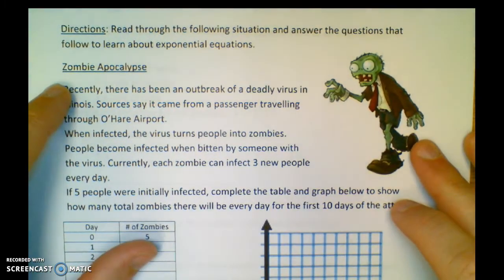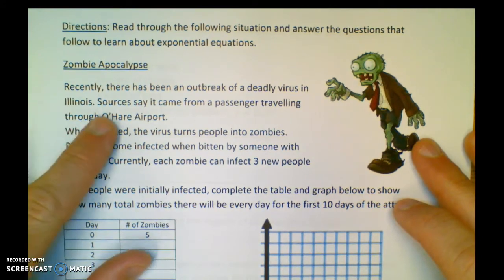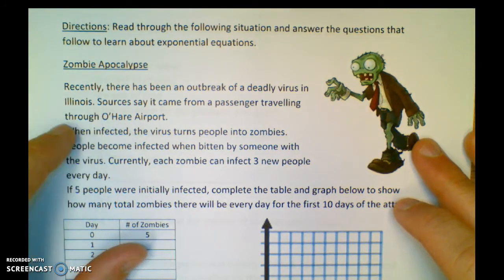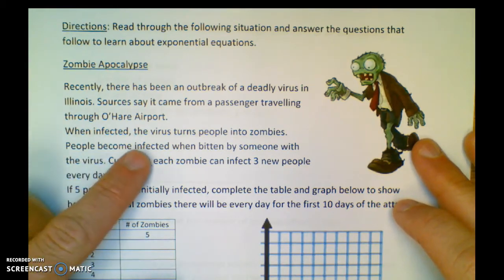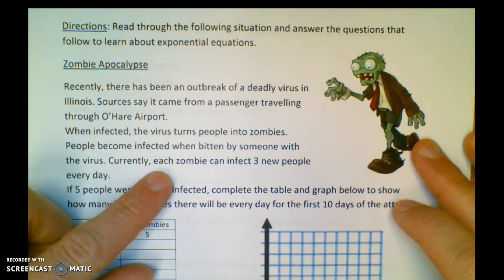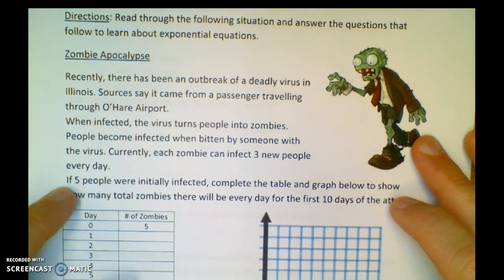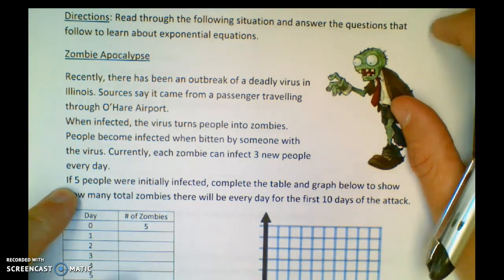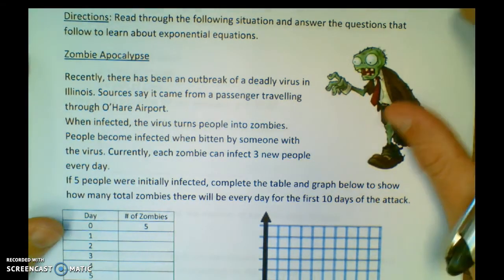Zombie apocalypse. Recently, there has been an outbreak of a deadly virus in Illinois. Sources say it came from a passenger traveling through O'Hare Airport. When infected, the virus turns people into zombies. People become infected when bitten by someone with the virus. Currently, each zombie can infect 3 new people every day. If 5 people were initially infected, complete the table and graph below to show how many total zombies there will be every day for the first 10 days of the attack.